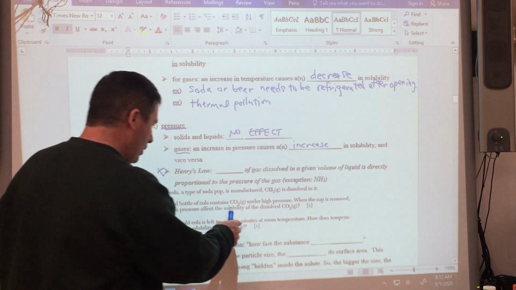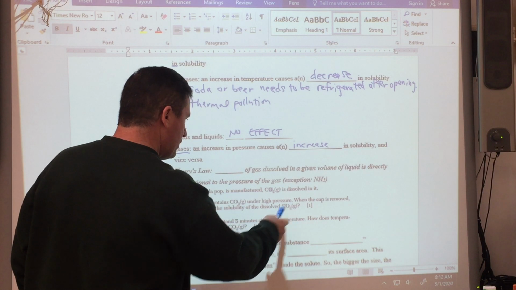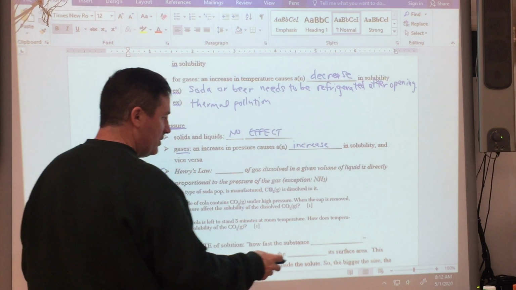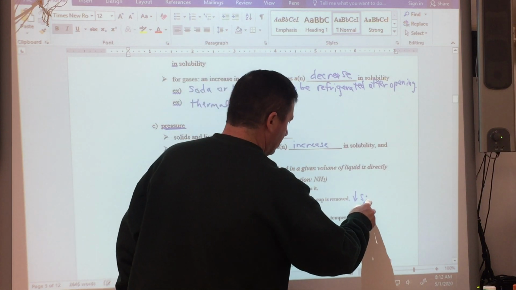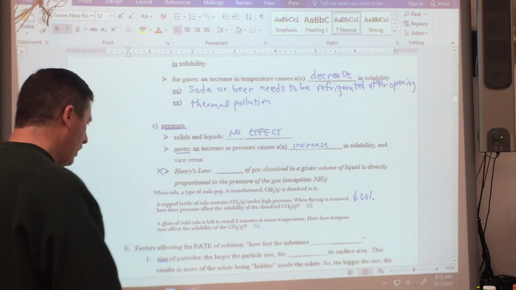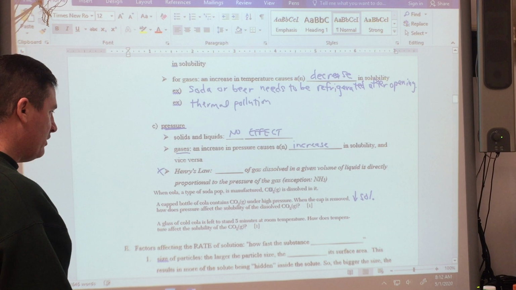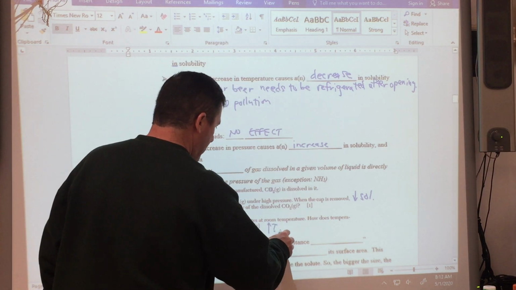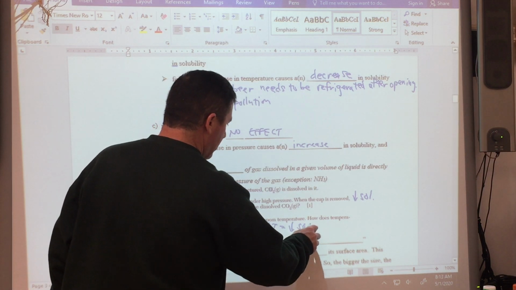A capped bottle of cola contains carbon dioxide under high pressure. When the cap is removed, how does the pressure affect the solubility of the dissolved gas? Well, the solubility goes down. A glass of cold cola is left to stand 5 minutes at room temperature. How does temperature affect the solubility? So as the temperature goes up, solubility goes down.